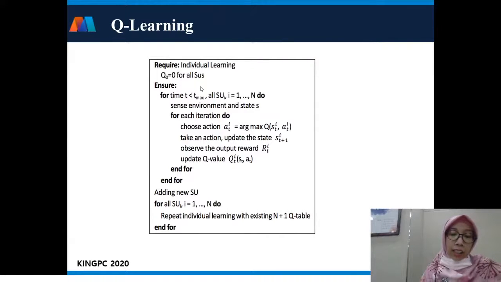Then secondary users that already exist within the network have already learned their own Q table, and the newcomer secondary user will initialize its Q table and collect the present users' average Q tables.